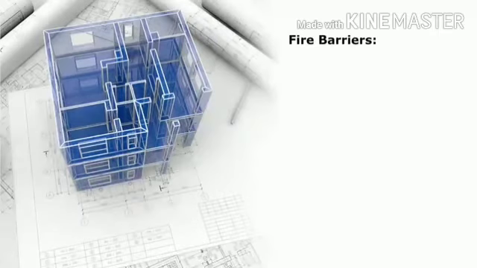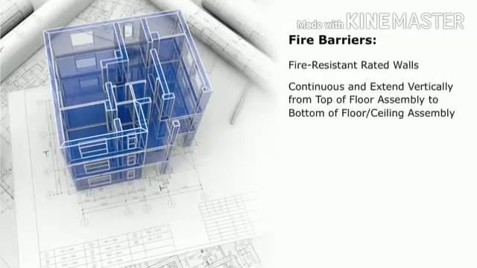Fire barriers are walls that have a fire-resistant rating and in most cases must be continuous and extend vertically from the top of a floor assembly to the bottom of a floor or ceiling assembly. For example, a fire barrier would extend through a suspended ceiling to the slab above.